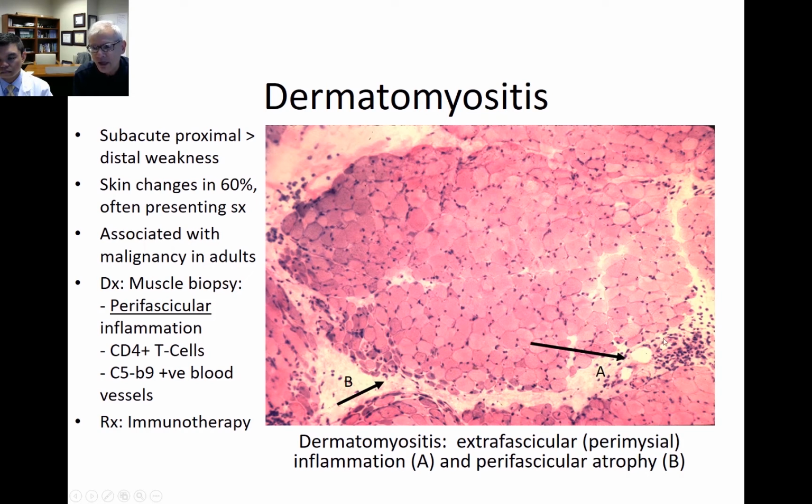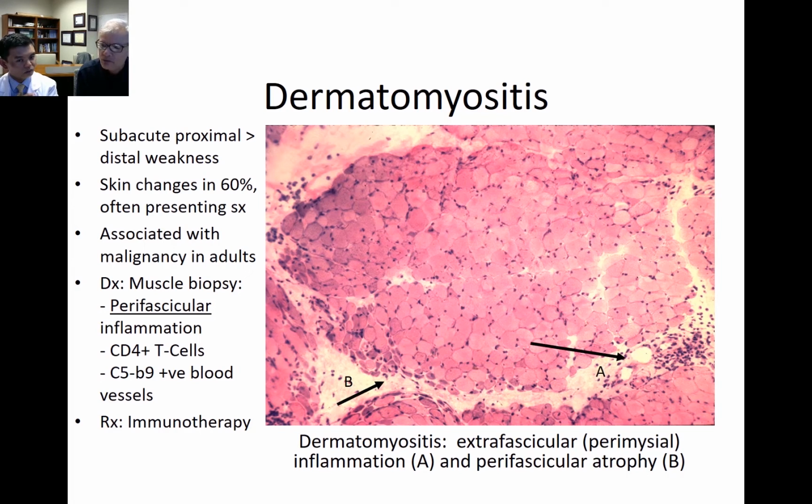They tend to be a lot of times around blood vessels, but not necessarily. But the point is that instead of endomysium, as would be in polymyositis, they are now in perimysium. These are two similar sounding, but histologically quite different diseases.